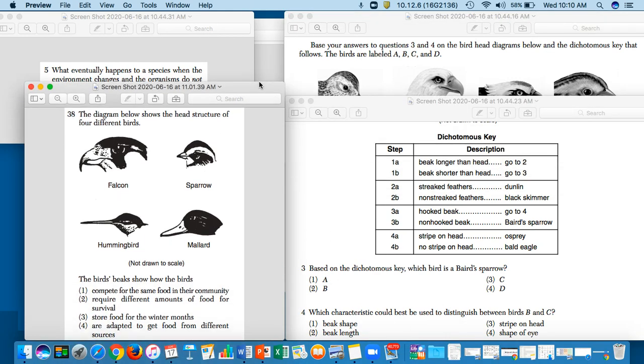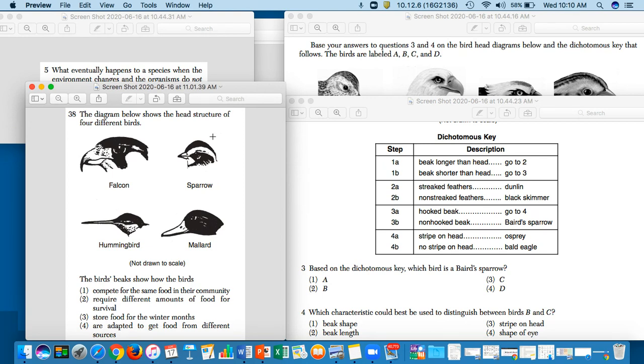So this question right here as well. This one also shows how the birds speak. Let me read it out. The diagram below shows the head structure of four different birds. The birds' beaks show how the birds... So you have to read these different options. What do the beaks show? What does this bird do?